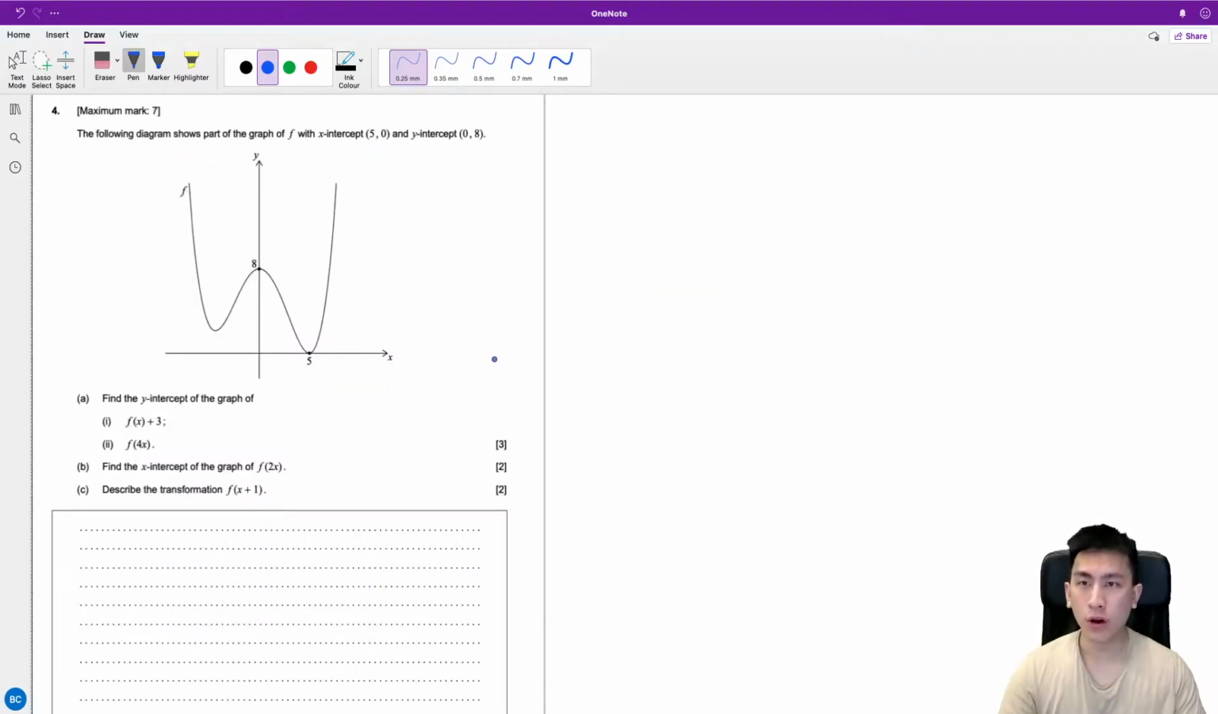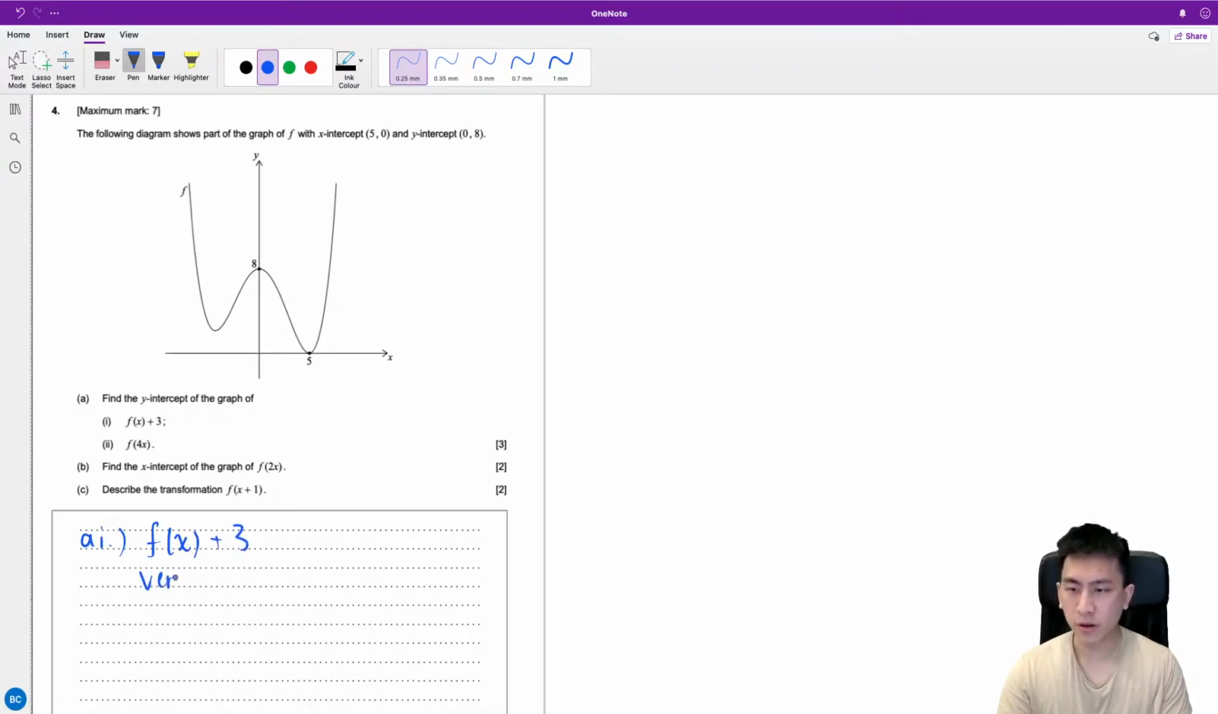Alright, question 4. It's a very straightforward function transformation problem. If you know your function transformation well, this should be literally not challenging at all. Well then, let's look at it. So part A, they tell you there's going to be a function here with the x-intercept of that and y-intercept of 8. So very straightforward. Now, they ask you to find the y-intercept of the graph of f(x) plus 3. Then you should know by now. Let's do A1 here. Alright, f(x) plus 3.